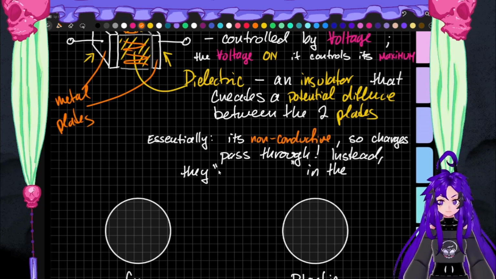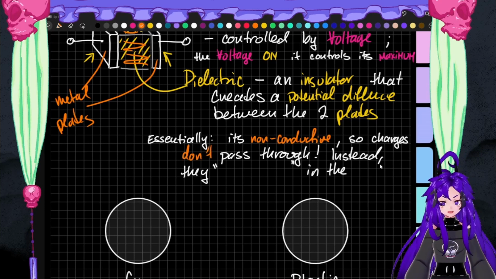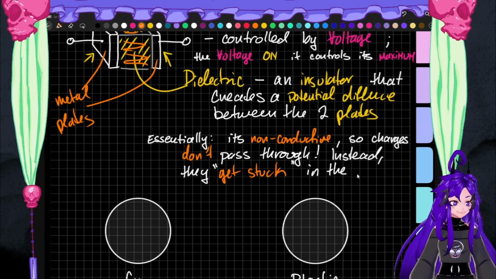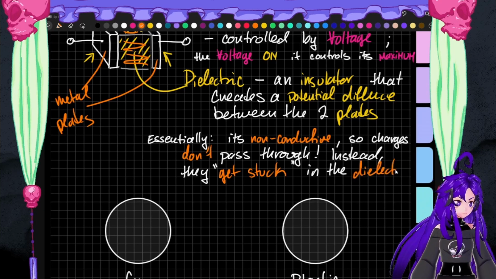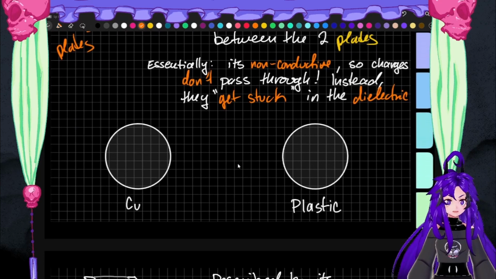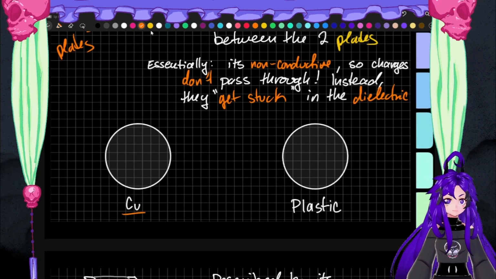So charges don't pass through it. They don't pass through. Instead, they get stuck in the dielectric. So this requires a little bit of material understanding. So say we've got some copper here and some just plastic here.